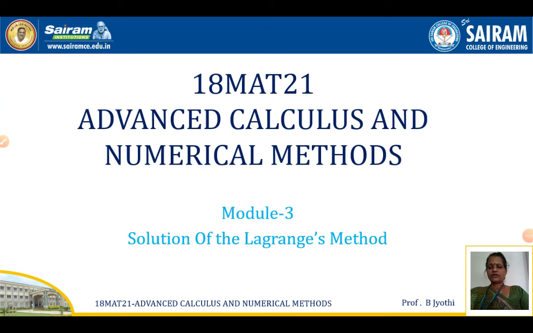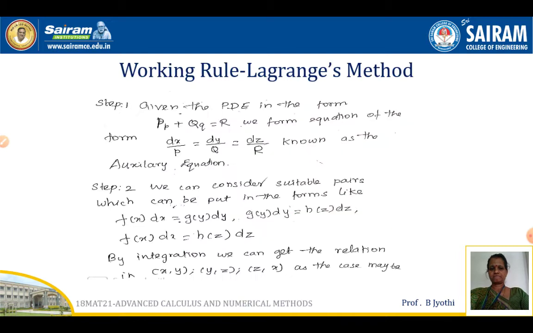Today I am going to present in this session what is Lagrange's method. The working rule in Lagrange's method involves, in the first step, given a PDE in the form capital P into small p plus capital Q into small q is equal to R, where small p and q represent respectively dou z by dou x and dou z by dou y.